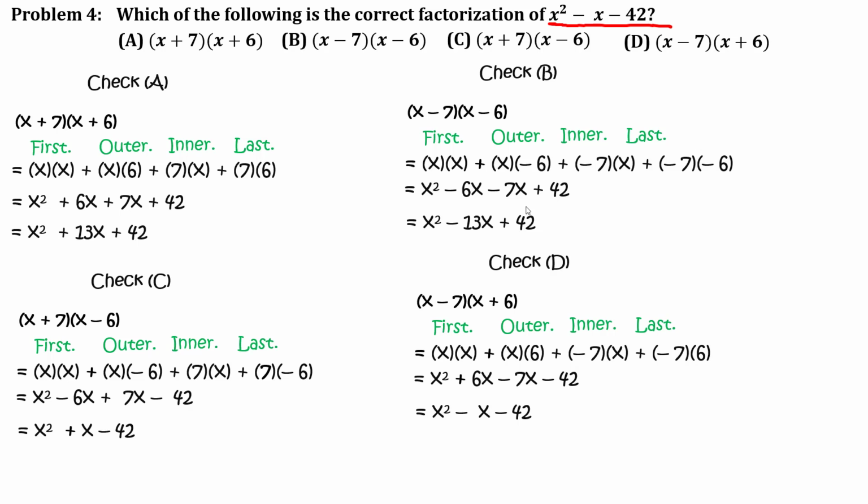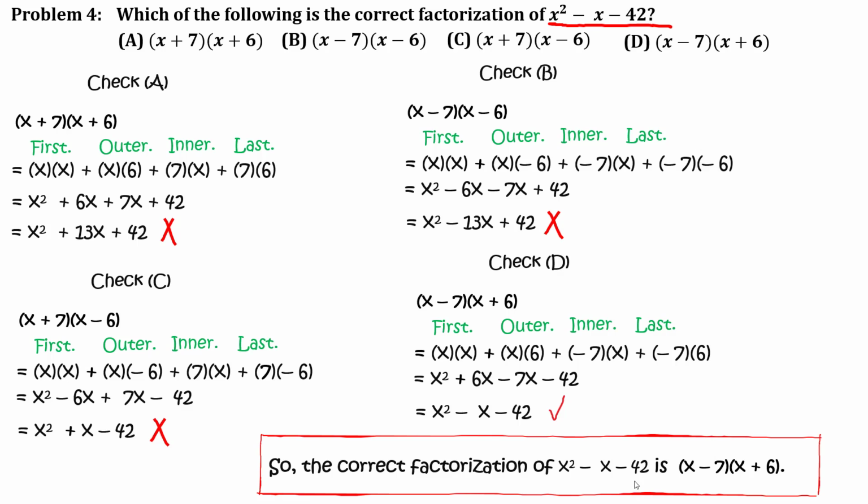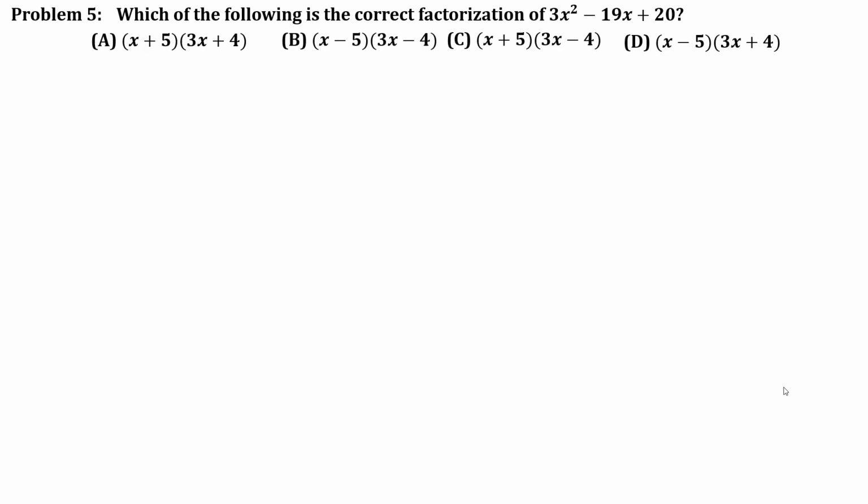So, which one of them is the correct factorization of x squared minus x minus 42? Not A, not B, not C, it's D, right? It's D. So the correct factorization of x squared minus x minus 42 is x minus 7, x plus 6, or answer choice D. All right. I'm going to do the same thing for problem 5.